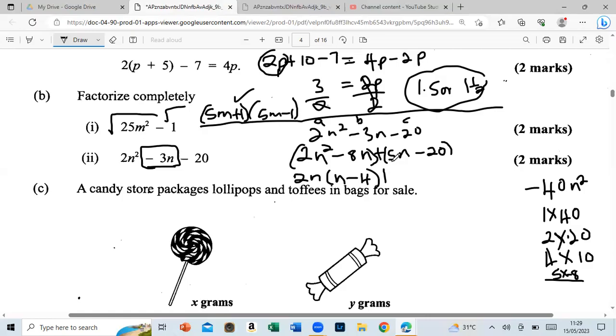Alright, next you put the plus. Take out the highest common factor. What's the highest number that can go into 5 and 20? Somebody type that in the comment section.